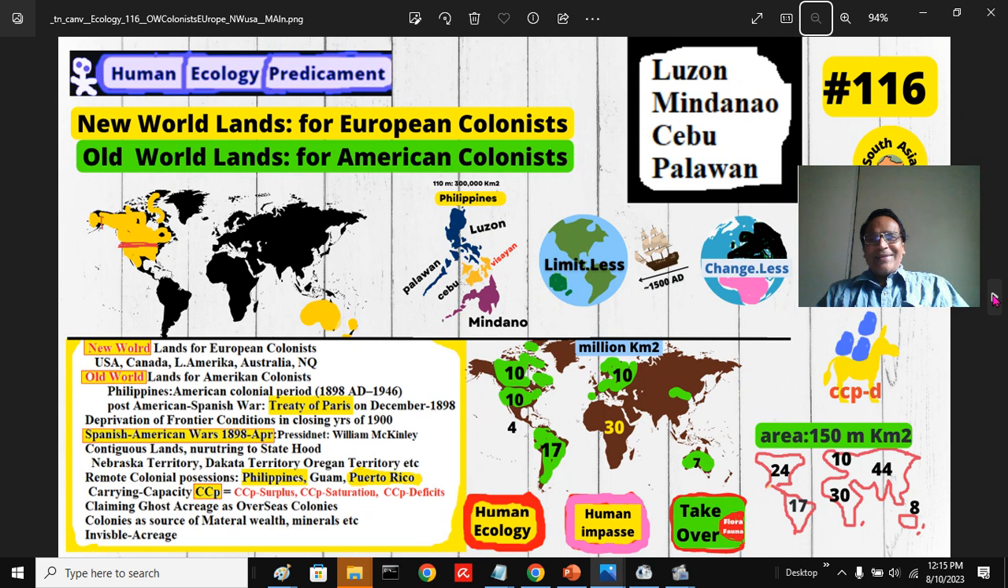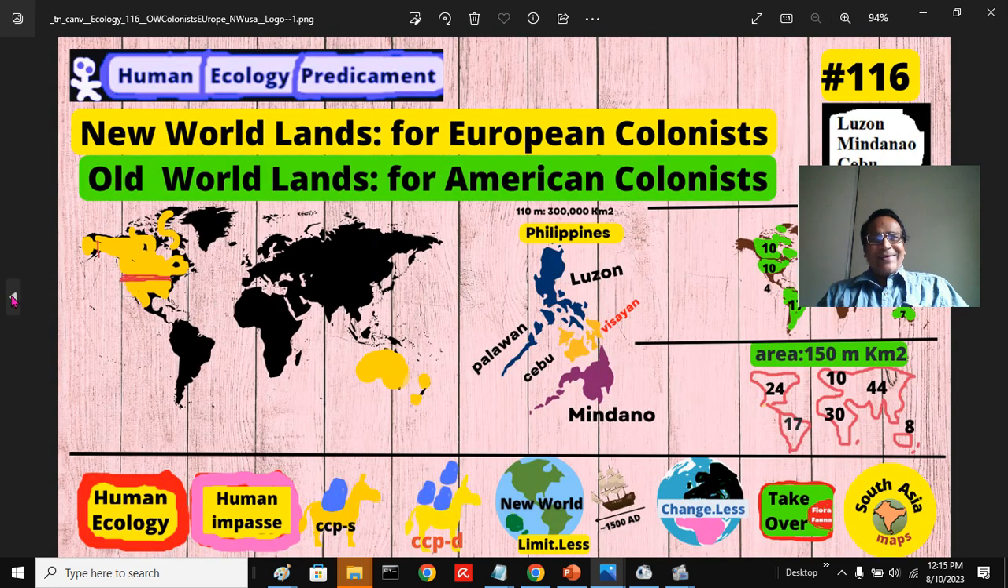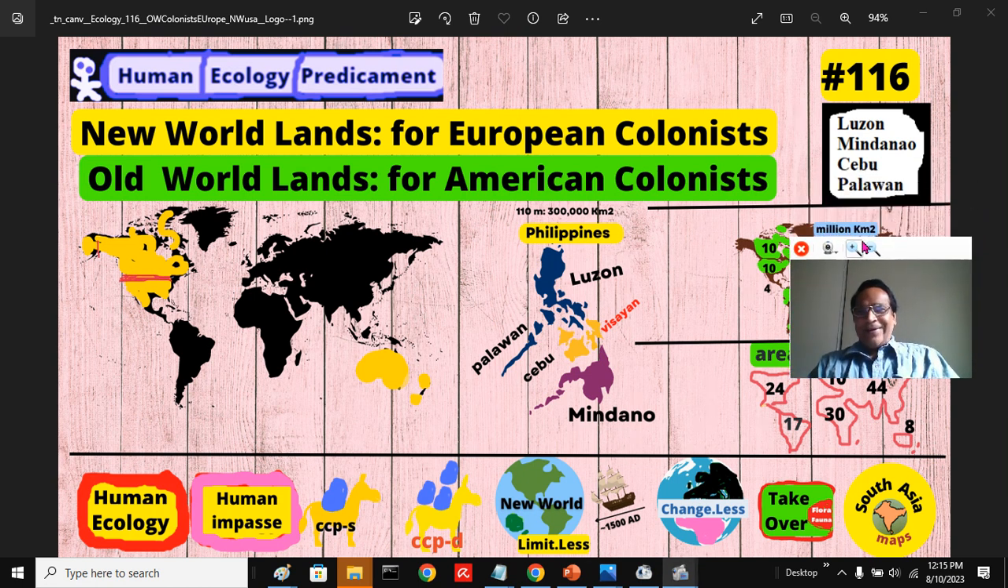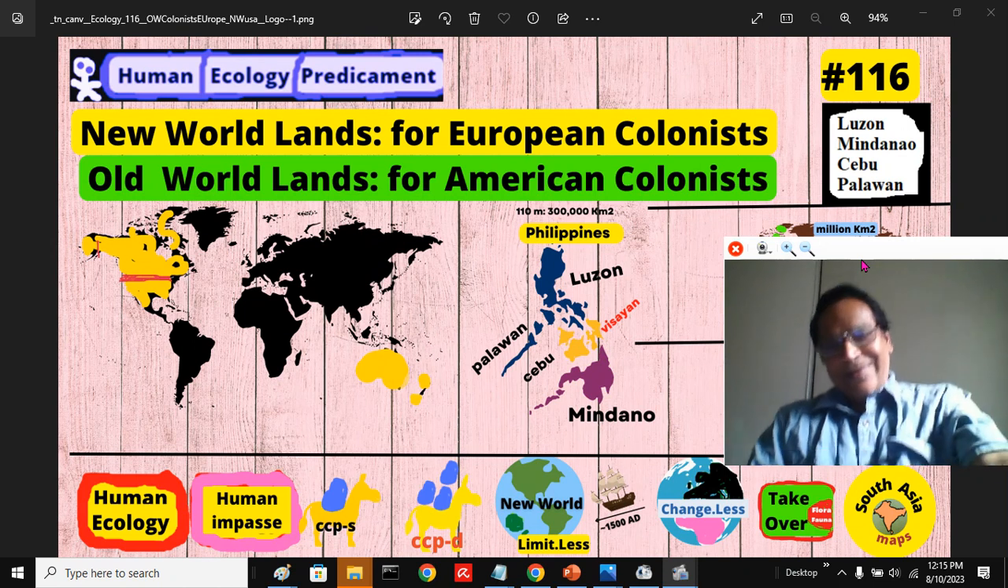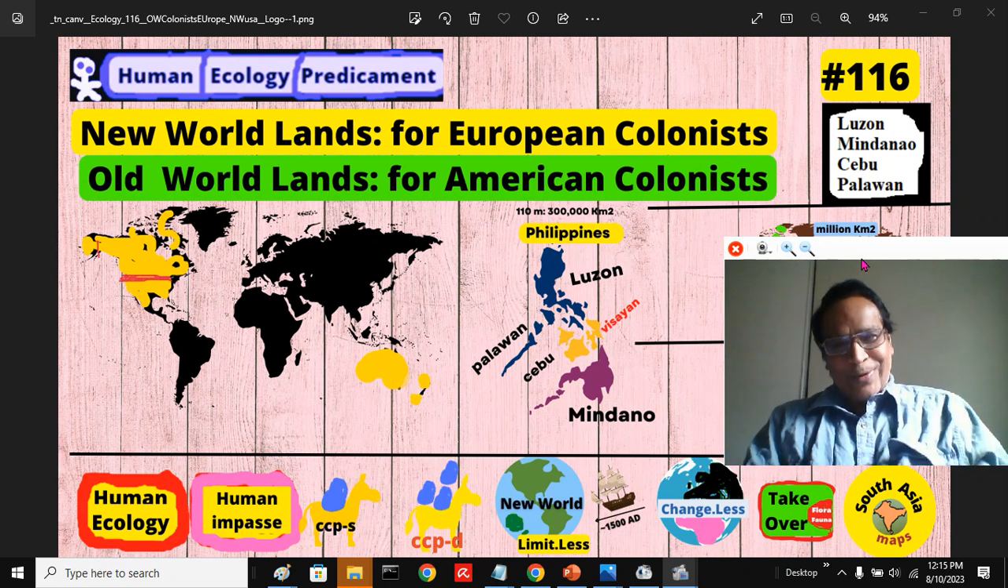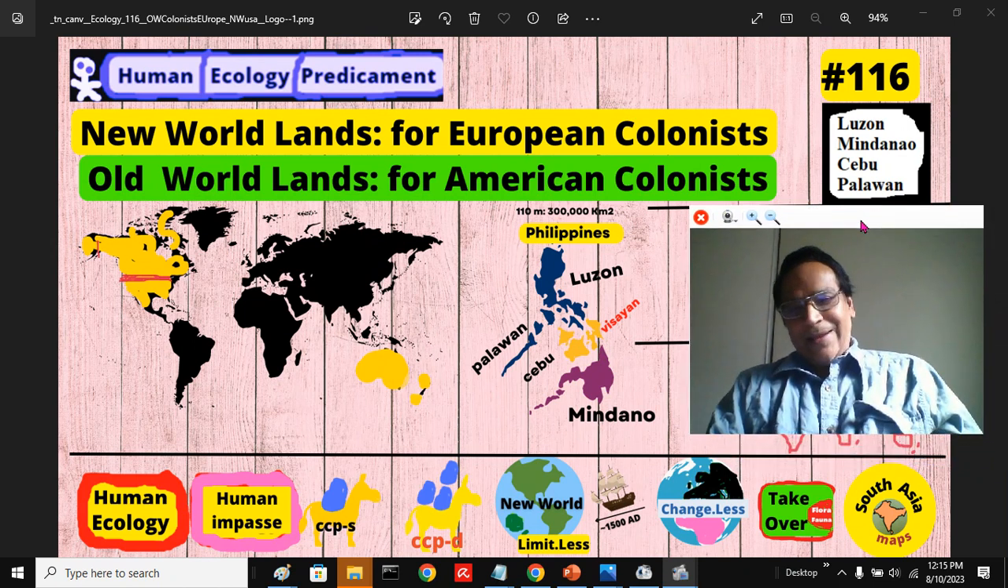So that's essentially today's discussion, the new world land for European colonies and the old world lands for American colonies. A different ecological perspective you can get rather than just a political perspective, taking over, drawing down, and ecological exuberance, and so on.